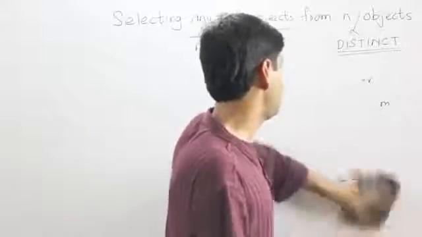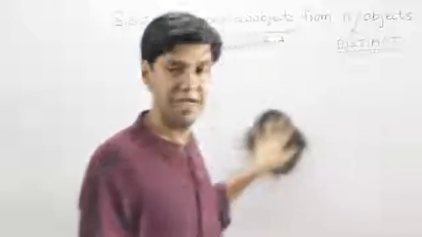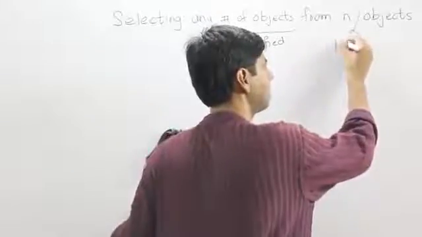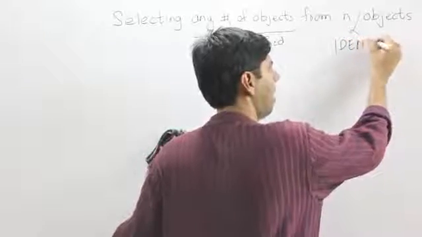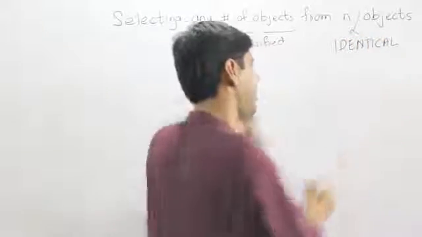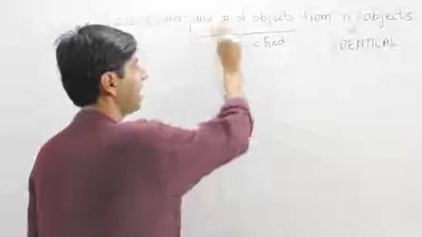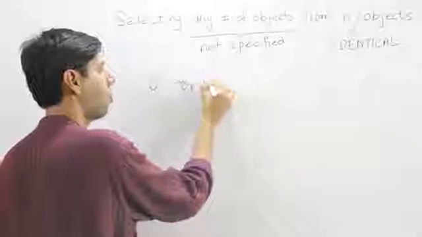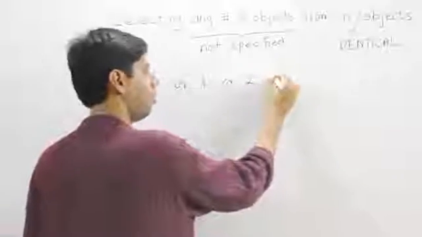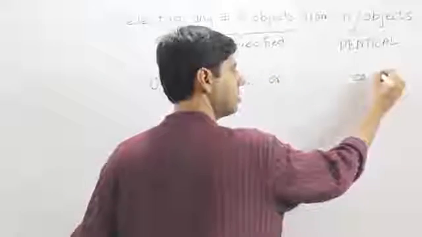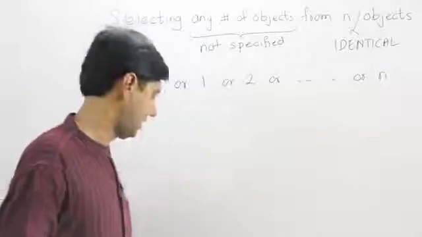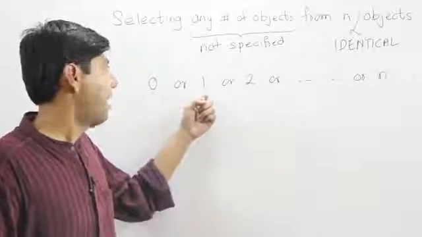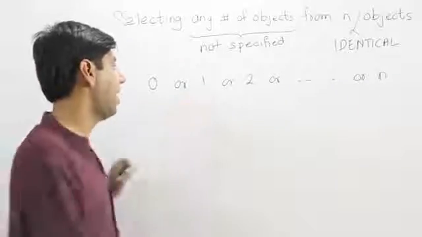Let's quickly move on to the next major change in this question. What if all of them are identical objects? Well, selecting any number of objects still remains. I could select 0 or 1 or 2 or so on, all the possible ways, or I could select all n objects as such.